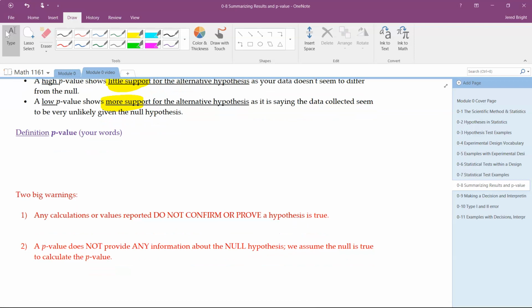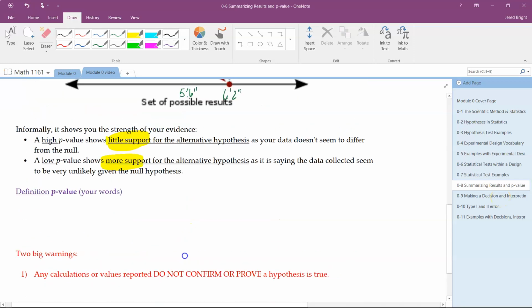Okay, and also the p-value doesn't tell us anything about the null hypothesis. It just tells us how likely our sample is to be representative of the null hypothesis. And so all I can do is say, okay, we got the sample, it is likely or unlikely given the null hypothesis, and so that allows us to say something about the alternative hypothesis.